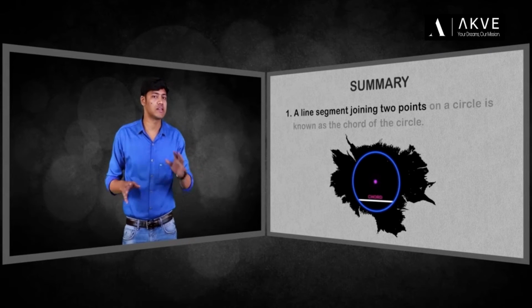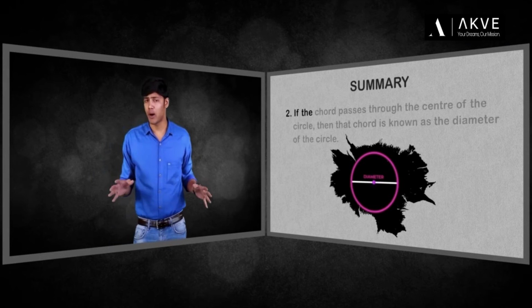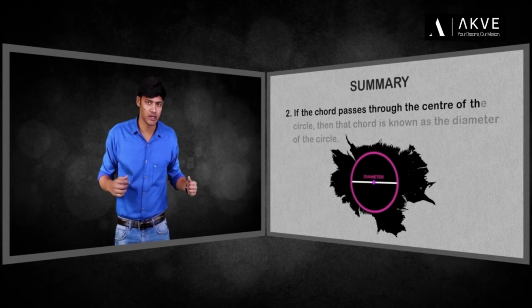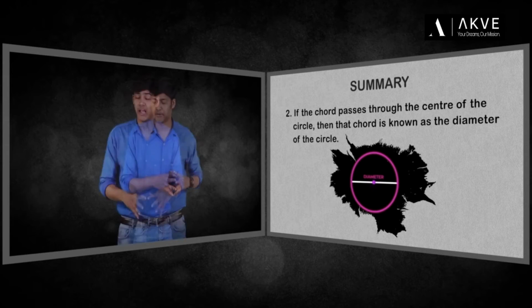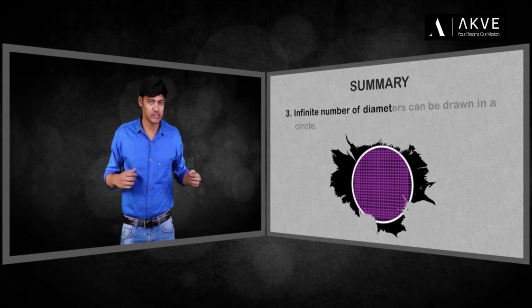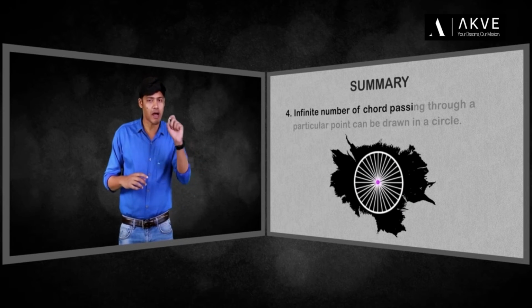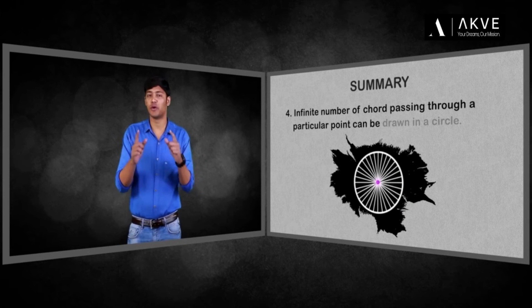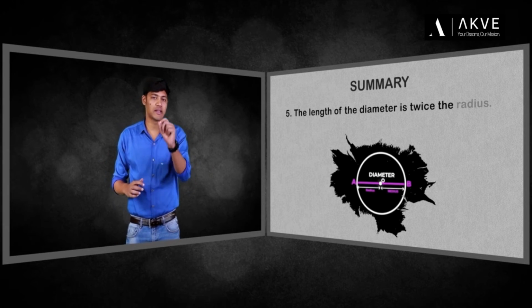As of now, let's summarize what we have learned so far. A line segment joining 2 points on a circle is known as the chord of the circle. If the chord passes through the center of the circle, then that chord is known as the diameter of the circle. Infinite number of diameters can be drawn in a circle. Infinite number of chords passing through a particular point can be drawn in a circle. The length of the diameter is twice the radius.